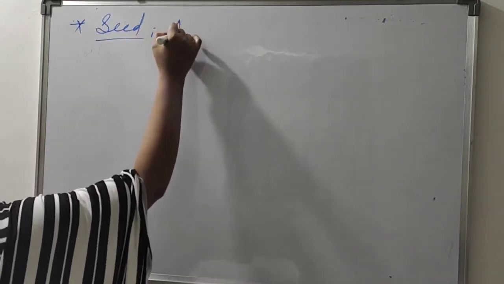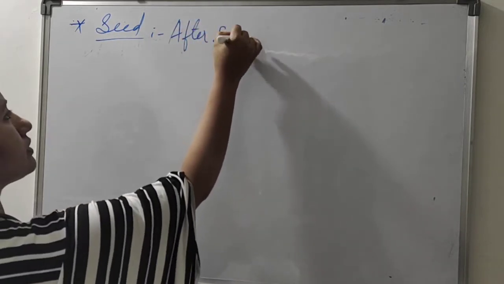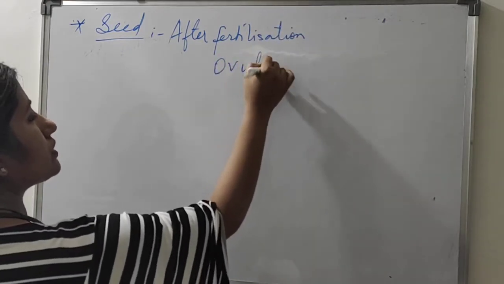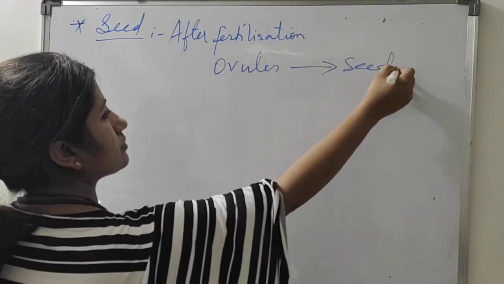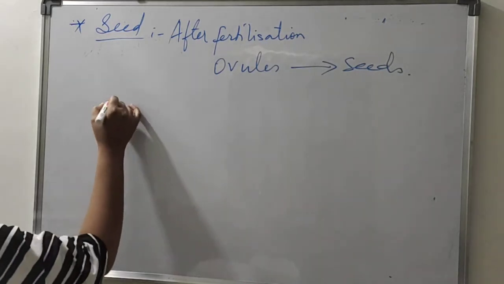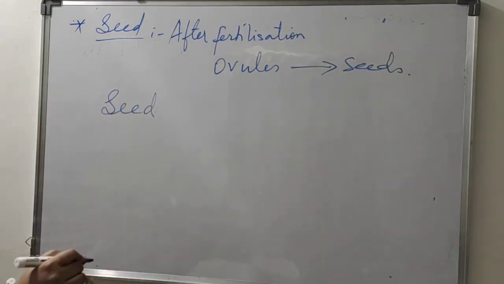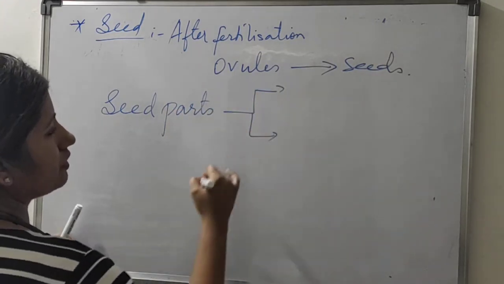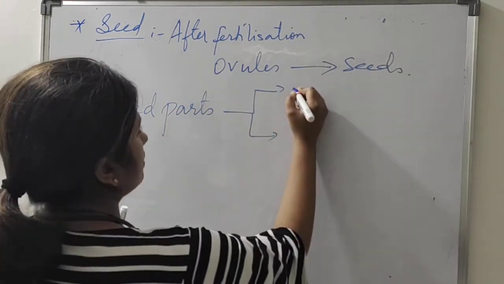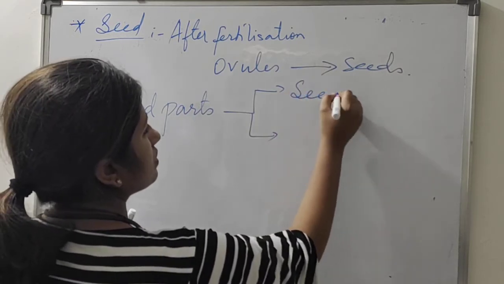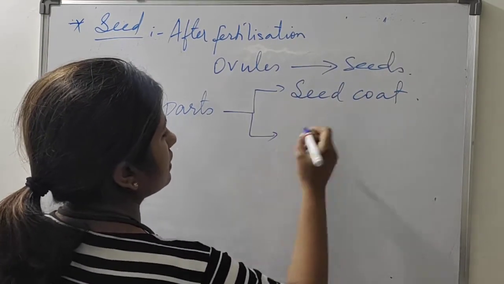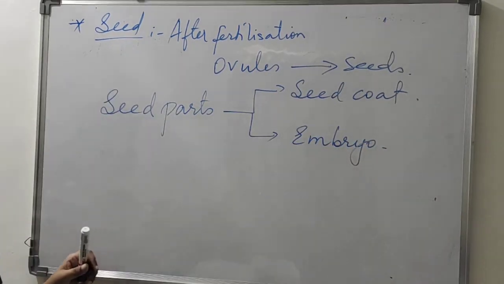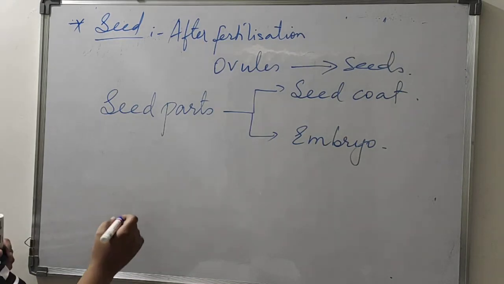Seeds are also formed after fertilization, where the ovule converts into seeds. Okay, and the seed part we will see. Parts of seeds. Seeds have two important parts. One is the seed coat, the covering of the seed, and the other is the embryo, which is the tissue present inside the seed. Okay, so we will see them one by one.